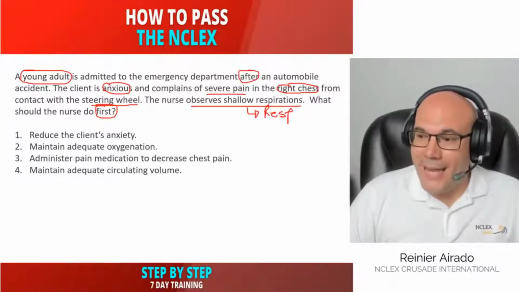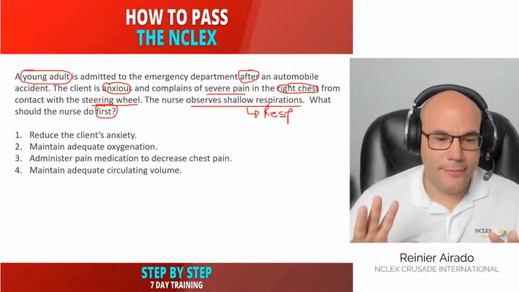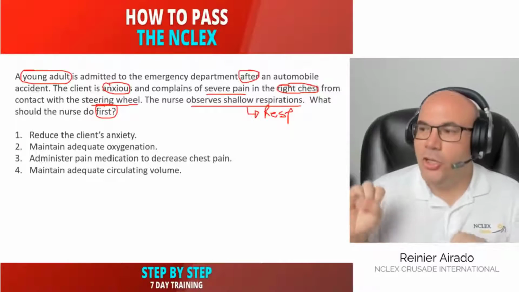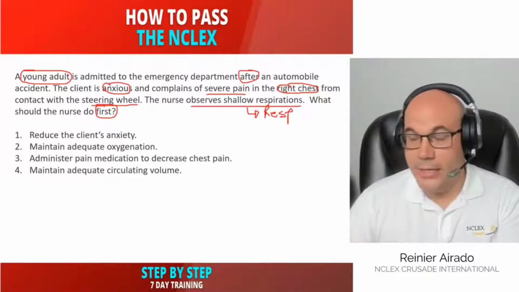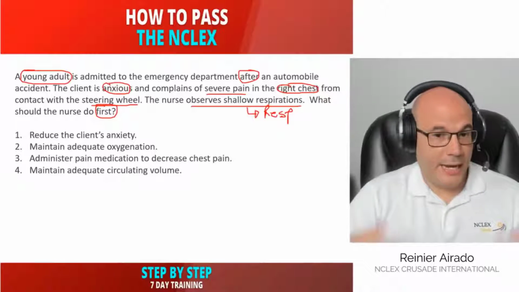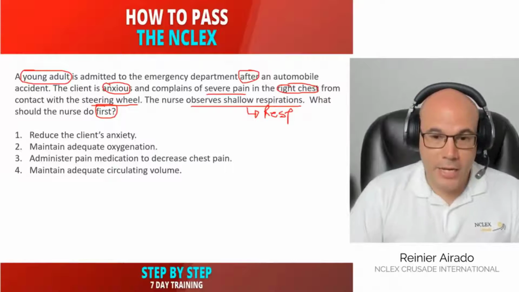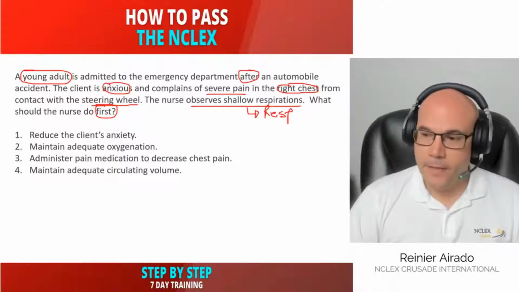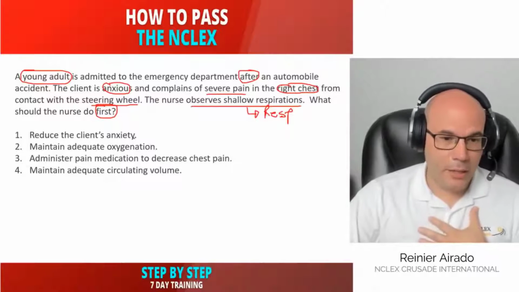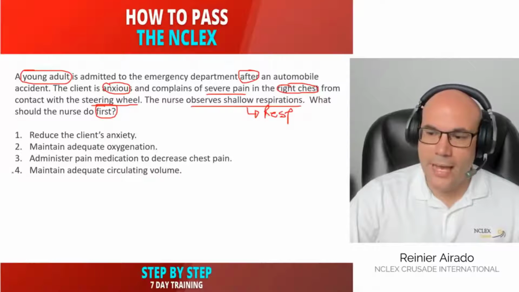And number 4: Maintain adequate circulating volume. Oh, okay. This one does not make a whole lot of sense in this scenario. There's no indication of bleeding. There's no hypotension with tachycardia like we saw in the post-percutaneous liver biopsy scenario. So maintaining adequate circulating volume, in my opinion, does not make much sense in this scenario. So I think we can eliminate it.